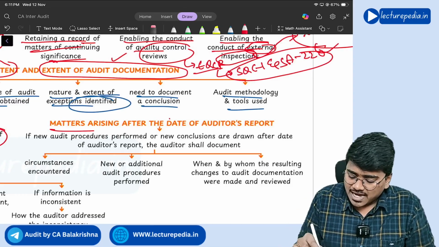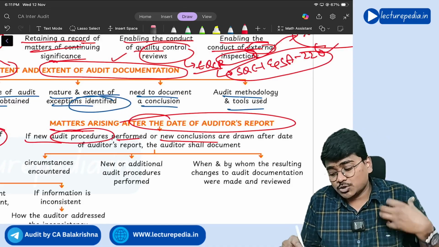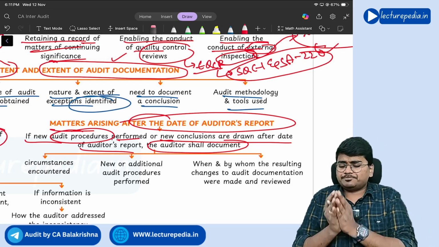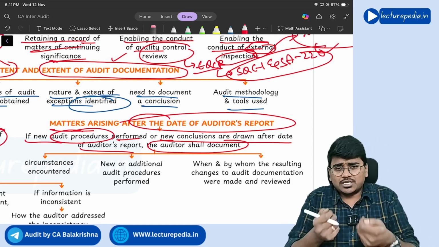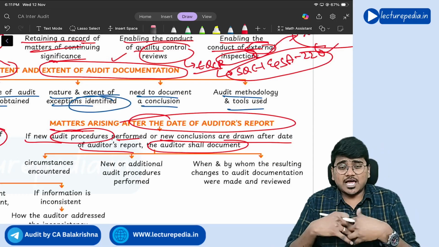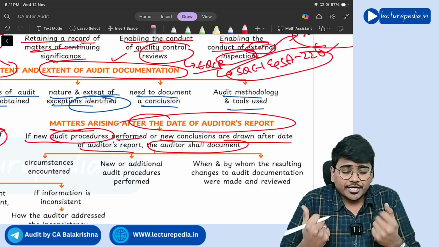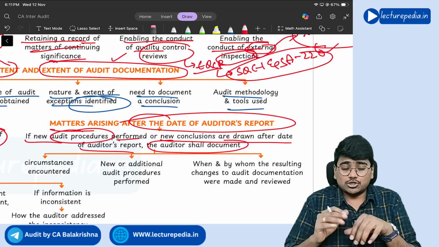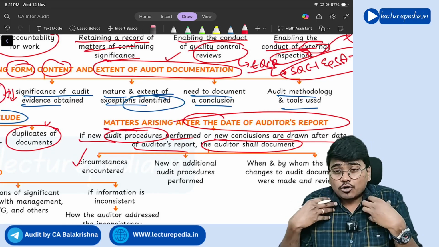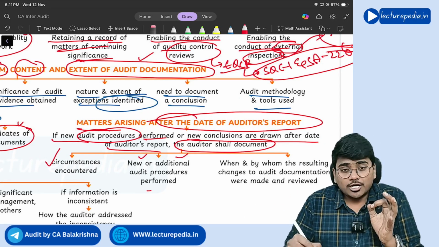Next, matters arising after the date of auditor's report. See, if new audit procedures are performed or new conclusions are drawn after the date of auditor's report, the auditor shall document the following. See, generally, once the audit report is issued, you will not perform any audit procedures. But if any circumstances have arisen because of which you have to perform audit procedures even after issuing the audit report, in such a situation, you have to document what those circumstances are because of which you are forced to perform audit procedures after issuing the audit report, and the new or additional audit procedures that you have performed.